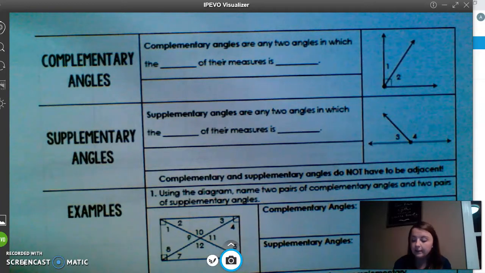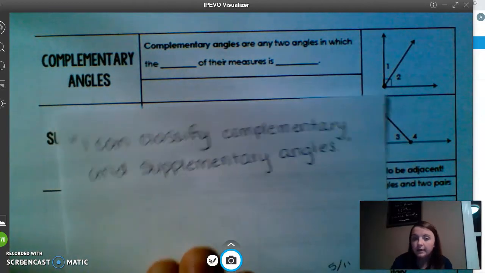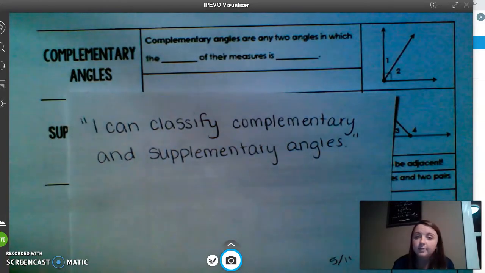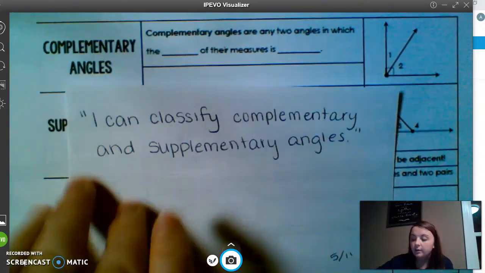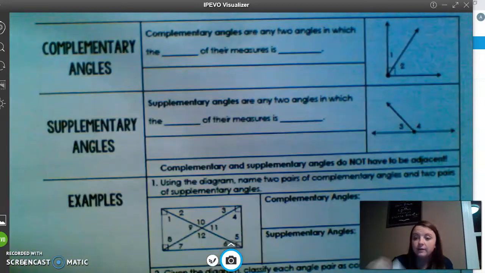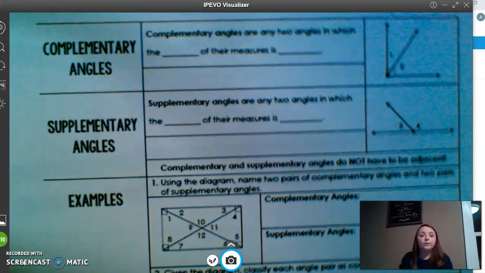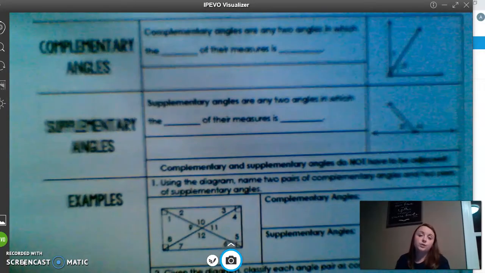So jumping in, our I can statement for today is I can classify complementary and supplementary angles. Now, before we can classify, and classify means label, before we can do that, we need to make sure we know what complementary and supplementary angles are.